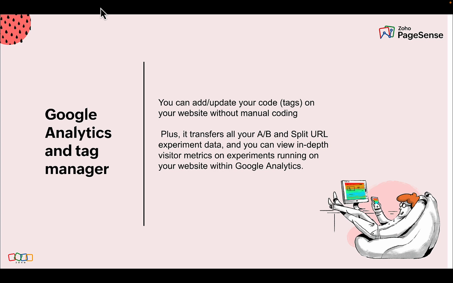So with this integration, Zoho PageSense transfers all your A/B testing and split URL experiment data seamlessly to Google Analytics. This means that you can consolidate your website performance data and experiments in one place, access in-depth metrics for A/B testing experiments running on your website within Google Analytics. You can also get a holistic view of how your web experiments are performing.